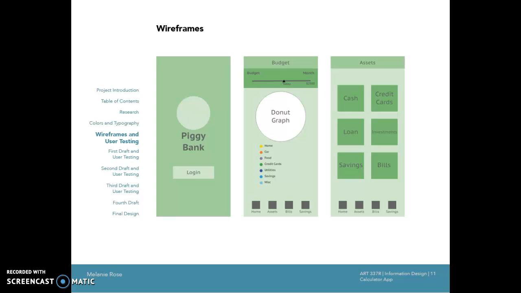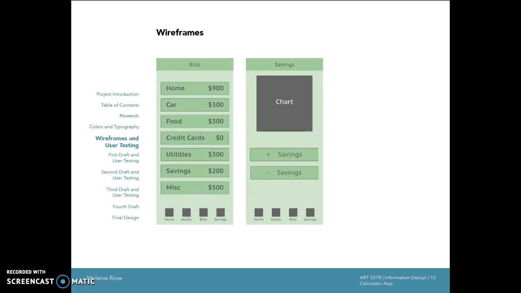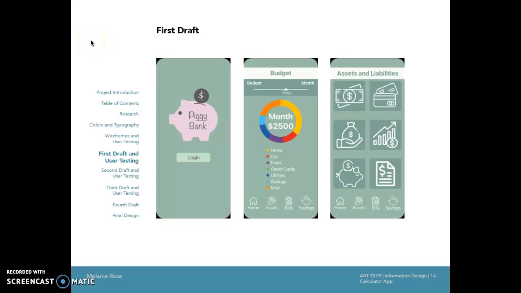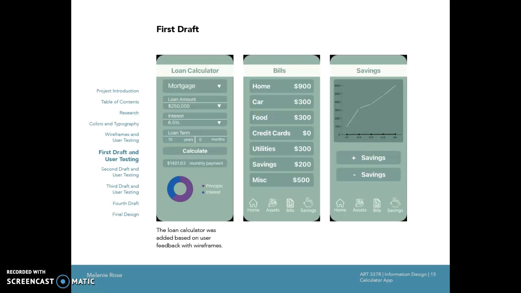Through user testing, I learned that I needed to add an extra page. The extra page isn't shown in the wireframes, but it is shown in my first draft. Here's the first draft of the first 3 pages of my app. The page that I learned I needed to add through user testing was the loan calculator. And I think that will help people to be able to know if they can afford a car or a house. And the loan calculator will let them choose what kind of loan they need to pick.